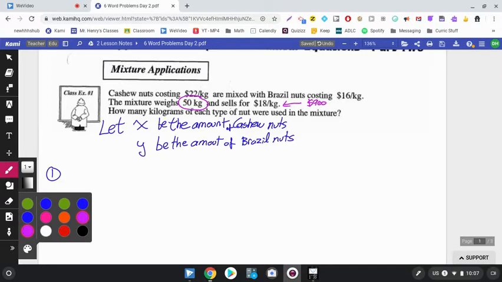The next thing I'm going to look at is, if I have 50 kilograms, that comes from cashew nuts or Brazil nuts. So I can talk about, number one, the money. How much money did this cost? And number two, how much did it weigh? I'm actually going to talk about the weight first, and I'm going to say the kilograms of cashews plus the kilograms of Brazil nuts has to equal 50. That's an easy equation for me to look at.